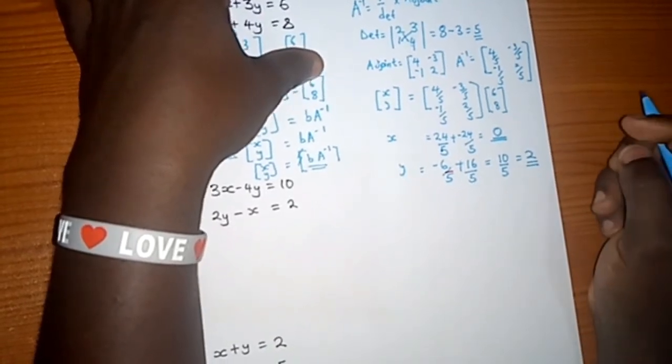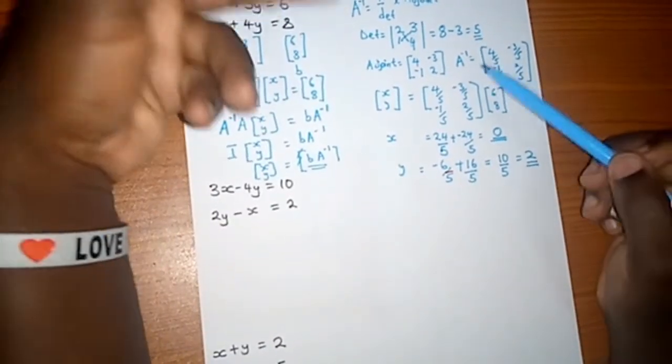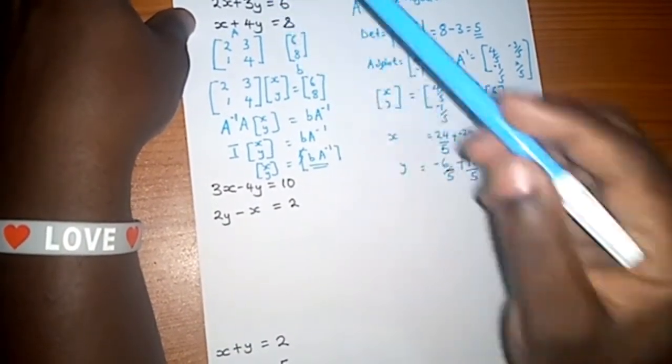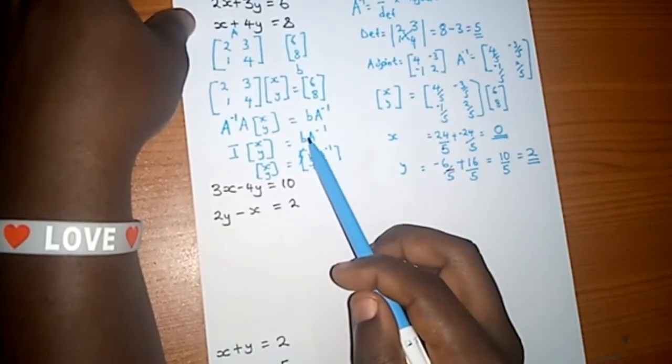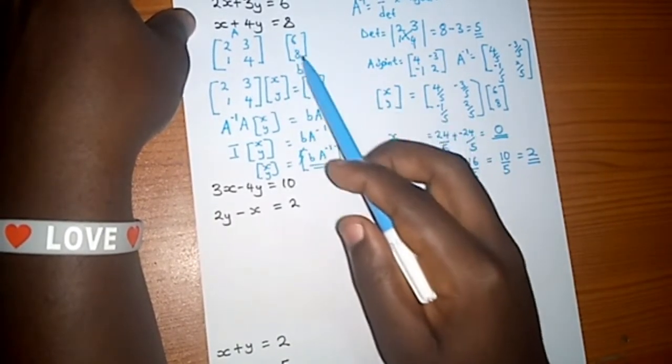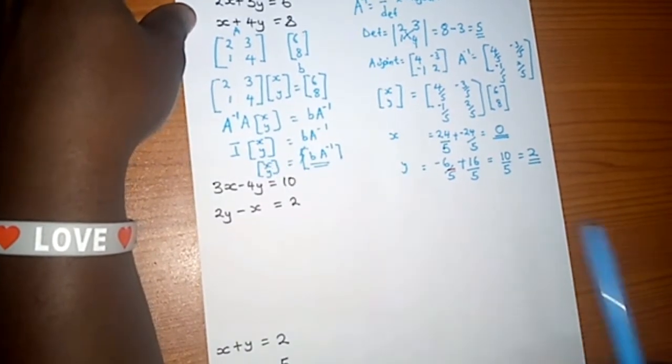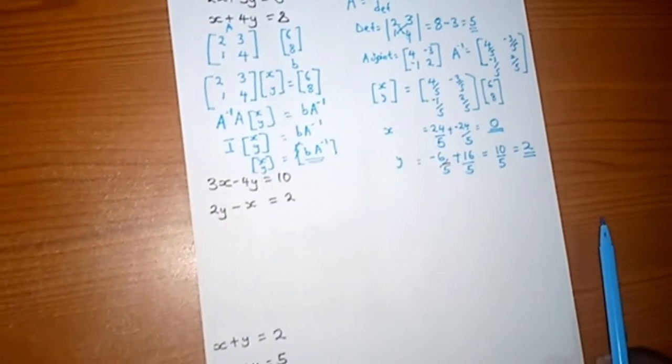As simple as that. I just get the inverse of this matrix and I multiply it by this part here, because I've seen that if I multiply these two, the second matrix times the inverse, I get what we call the value of x and the value of y. So this is how you can use the matrix method.